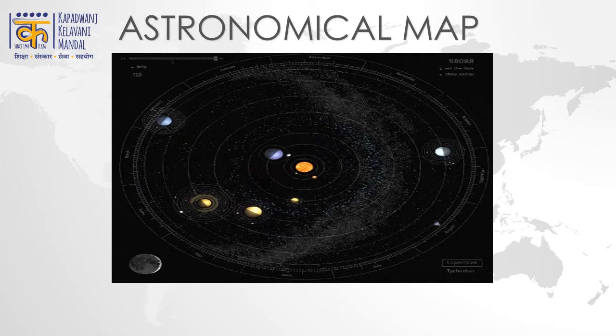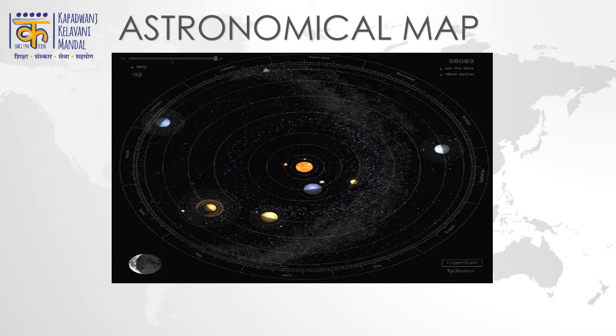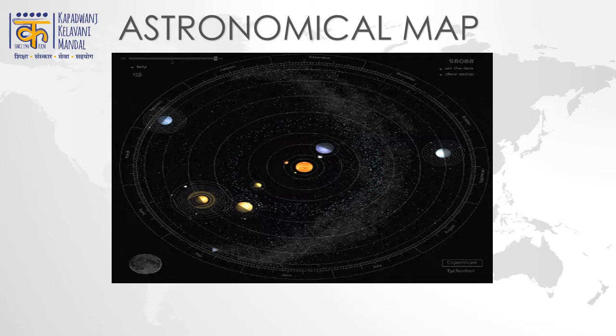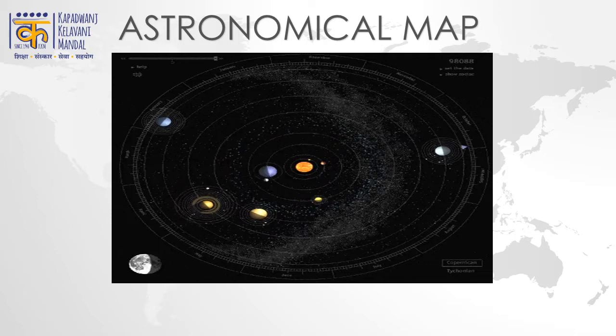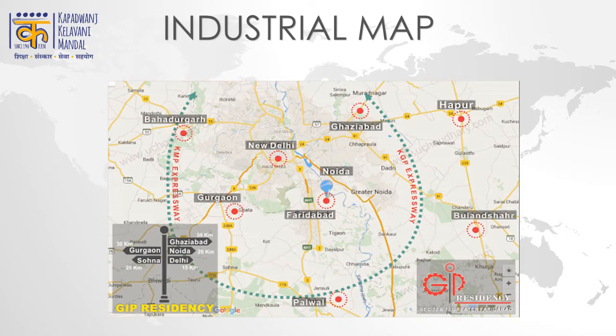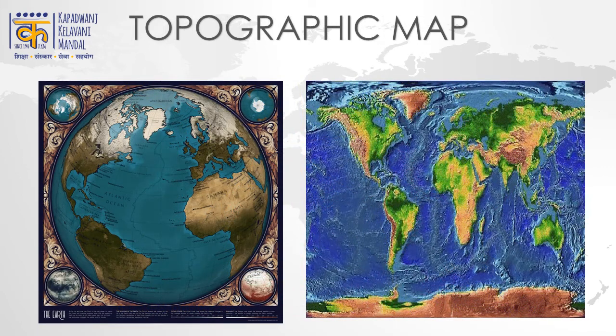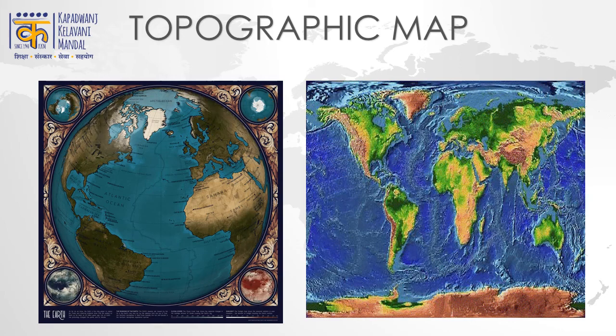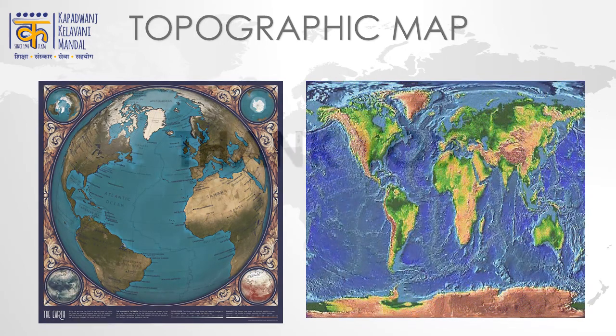Information about celestial bodies like planets, satellites, galaxies, constellations, etc. are shown in the astronomical maps. This map shows the details of industrial sector, phased history of the industries, production, etc. Landscape like mountains, plateaus, plains, waterways, etc. are shown in this type of map called topographic map.